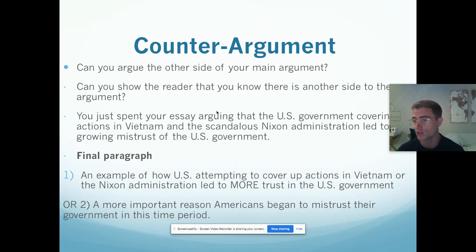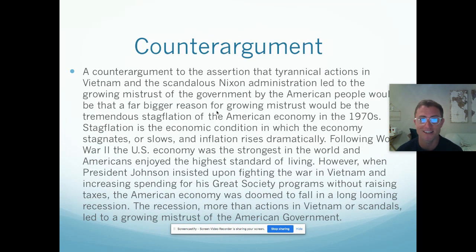So I opted to do the second way that I can do a counter argument, which was a more important reason Americans began to mistrust their government in this time period. And I did the economy and stagflation of the 70s. So I wrote a counter argument to the assertion that tyrannical actions in Vietnam and the scandalous Nixon administration led to the growing mistrust of the government by the American people would be that a far bigger reason for growing mistrust would be the tremendous stagflation of the American economy in the 1970s.